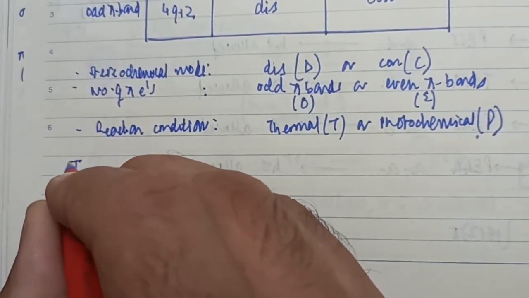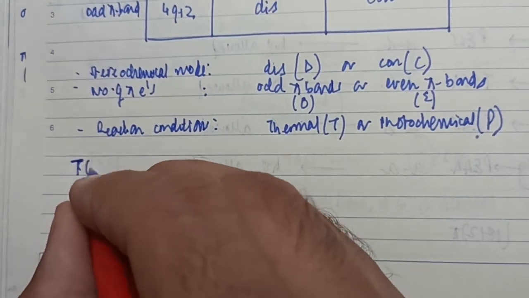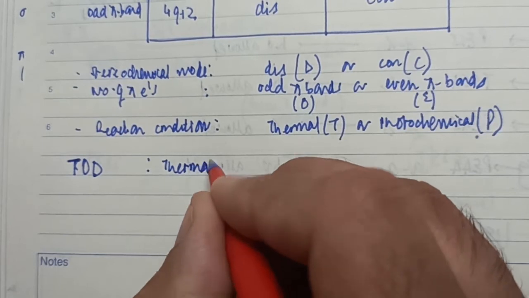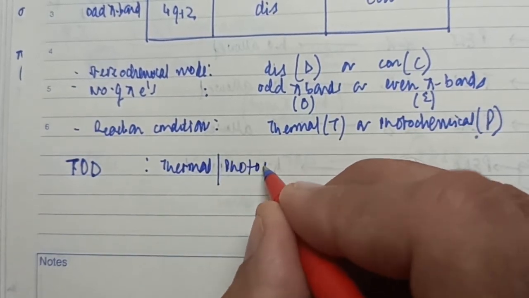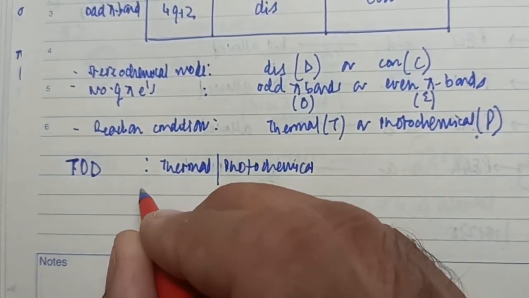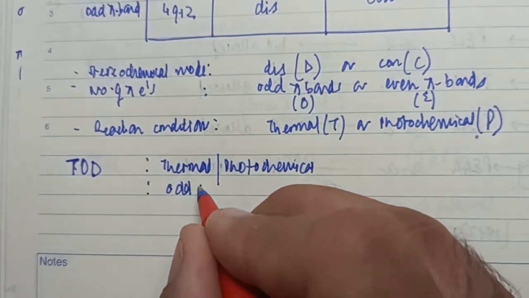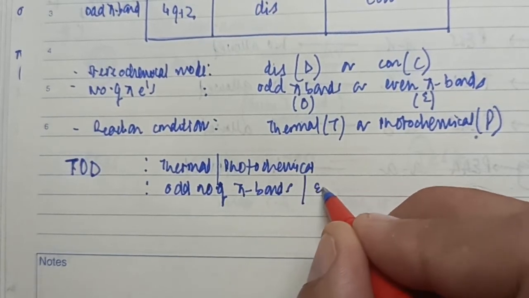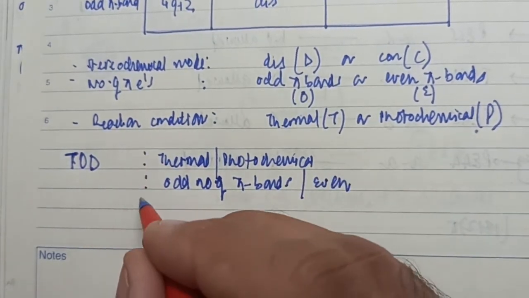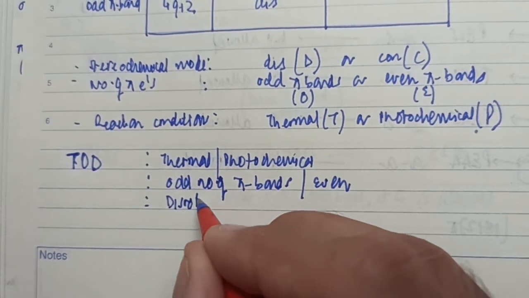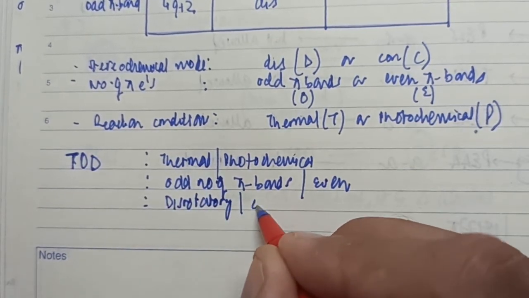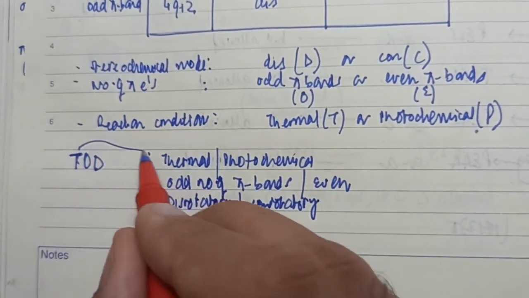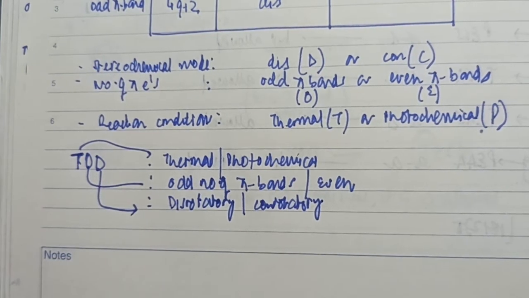So the formula here, coming from the selection table, is TOD, where T stands for thermal and it can be photochemical. O stands for odd number of pi bonds and it can be even also, and D stands for disrotatory process and it can be conrotatory also under different reaction conditions. So T is this one, O is this one, D is this one, right?